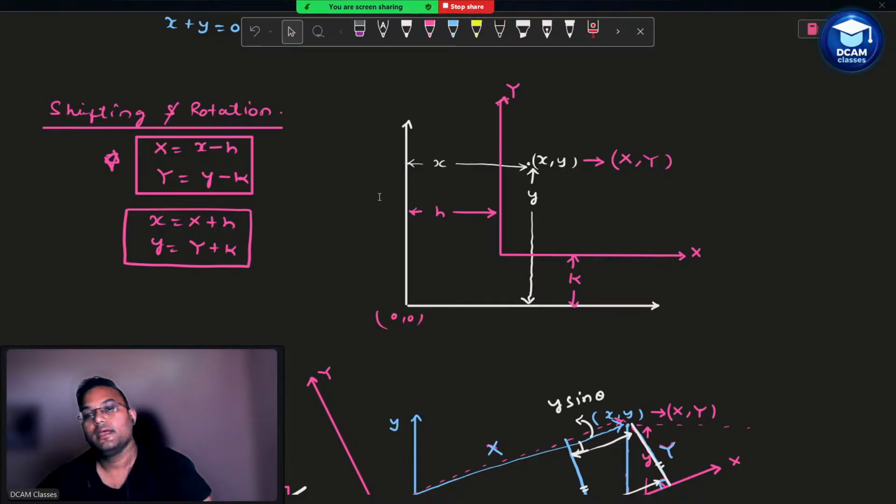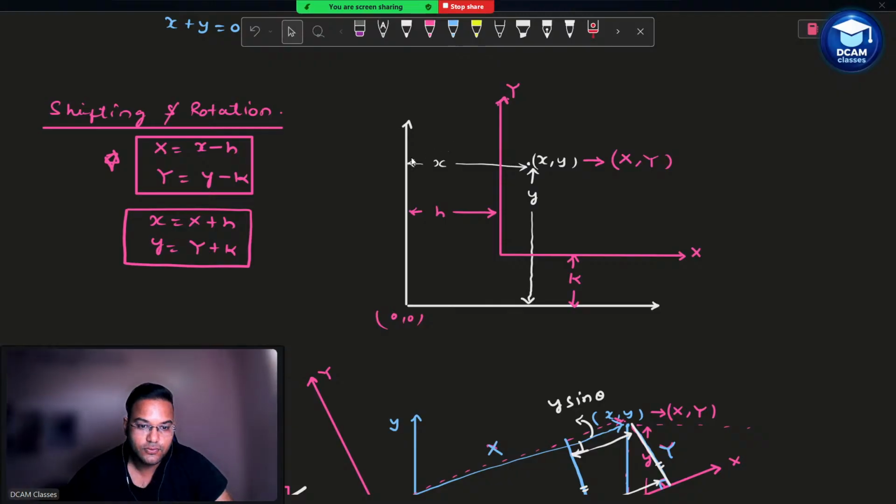In that case, what would be the new coordinates, small x, y? You can easily find that out using distances. The recording will help you understand it better. Capital X plus h we can write as small x. So what is h here? h is the distance between the new graph and the original graph, this distance. And k is this distance.